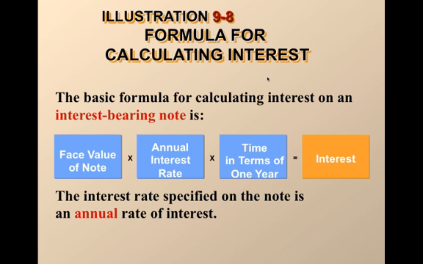The formula to calculate interest for a notes payable or notes receivable basically is the face value of the note times the interest rate, which you need to remember is annual, so you need to multiply it by the time in terms of 1 year. So if it's 3 months, you would multiply it by 3/12. And that would give you the interest for that time. So the interest rate specified on the note is annual. Remember that. So if it's a 5% note, then that is 5% if it was for a year.